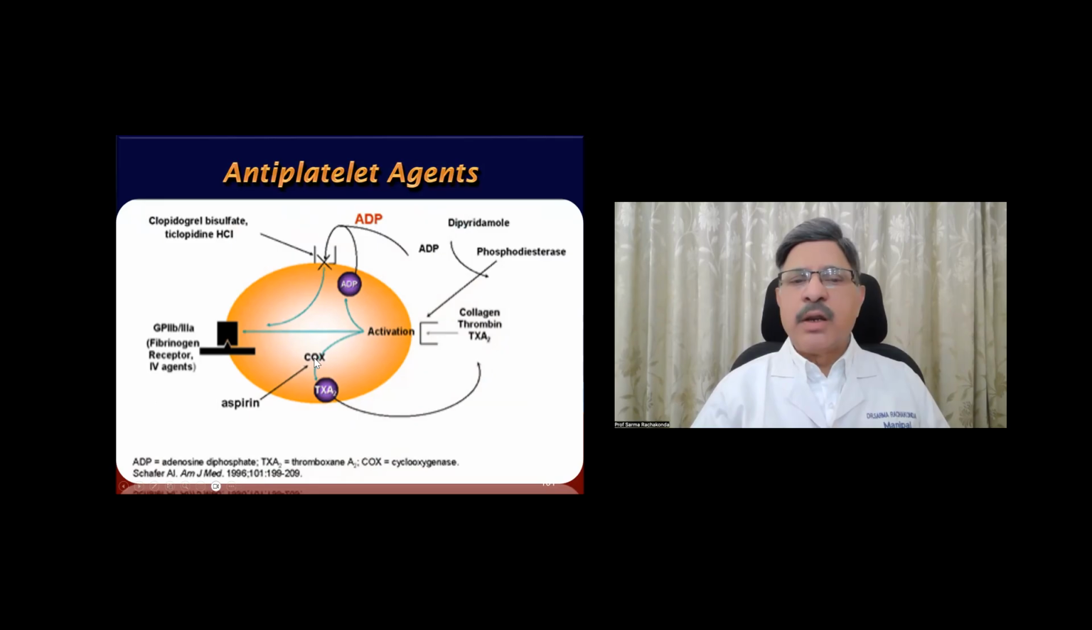Aspirin acts on the COX enzyme. Thromboxane A2 formation is inhibited. Collagen and thromboxane A2 also activate the platelets. Phosphodiesterase inhibitors like dipyridamole act on the first step, preventing the activation of platelets.